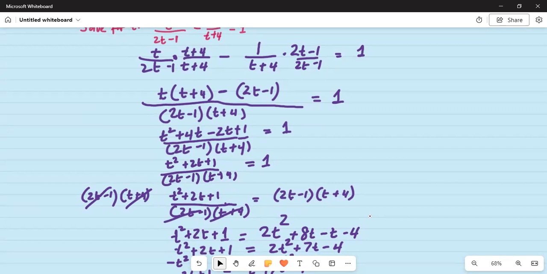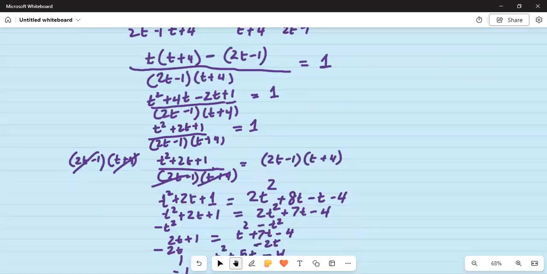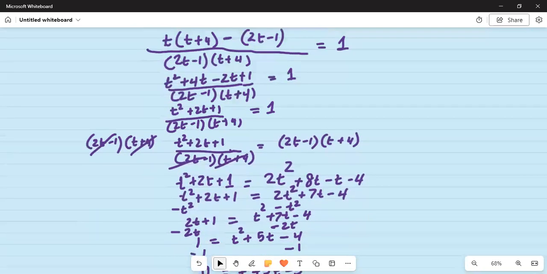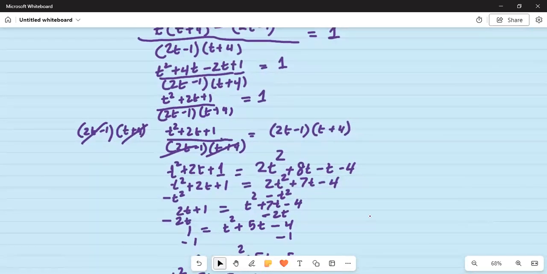So I get t square plus 2t plus 1 in the numerator divided by 2t minus 1 times t plus 4. And that is equal to 1. Now, if I want to remove the terms in the denominator, I have to multiply by 2t minus 1 times t plus 4 on the left-hand side as well as on the right-hand side. And finally, we get t square plus 2t plus 1 equal to 2t minus 1 times t plus 4.